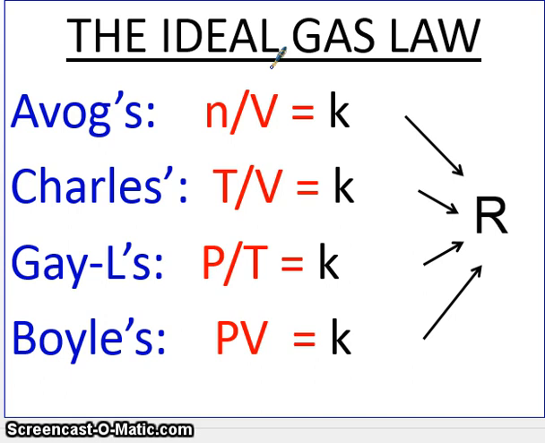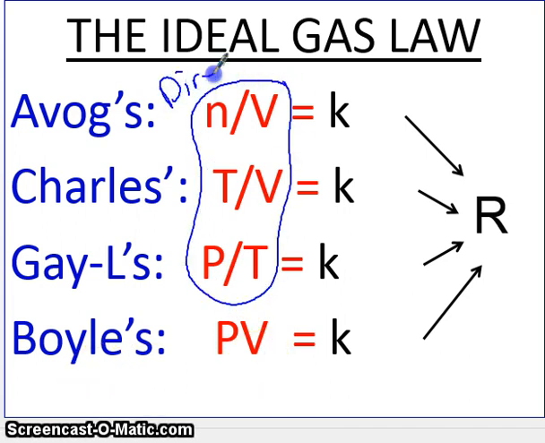Now, the ideal gas law will bring together all the four gas laws we've studied: Avogadro's law, which dealt with moles and volume; Charles, temperature and volume; Gay-Lussac's, pressure and temperature; and Boyle's, pressure and volume. If you remember, the first three were direct, meaning if one variable increases, the other also increases. To represent a direct relationship mathematically, you divide the two variables to give you a constant. The last one was an inverse. You have to multiply the two variables to give you a constant.